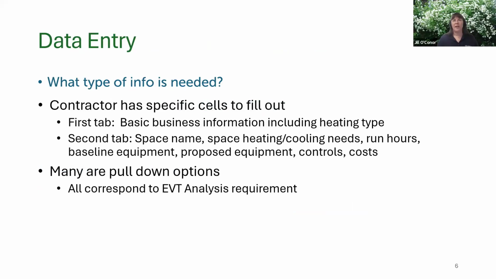So for the data entry, we know this is the big part that we all want to double check on. What type of information is going to be needed? We've got specific tabs that you will have to fill out. There are 4 tabs total. The first tab is going to be the basic building information, who's involved with it, etc. The second tab is the one that you're going to have all the data actually entered on. It is one big long spreadsheet. You can tab between the columns.